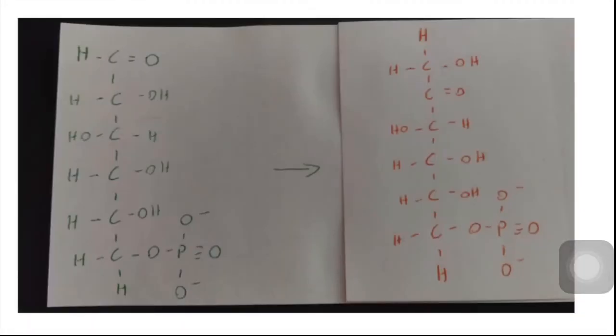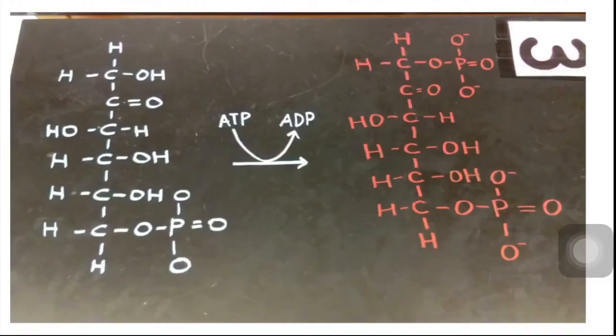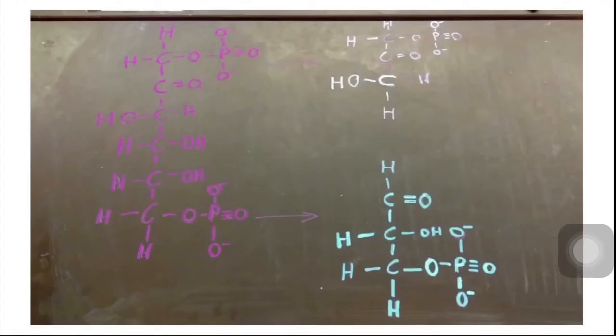The glucose 6-phosphate then turns into fructose 6-phosphate, which is an isomer. A phosphate group from another ATP molecule is then added to fructose 6-phosphate to form fructose 1,6-biphosphate. Fructose 1,6-biphosphate then splits to form two 3-carbon sugars, dihydroxyacetone phosphate, or DHAP, and glyceraldehyde 3-phosphate, or G3P.